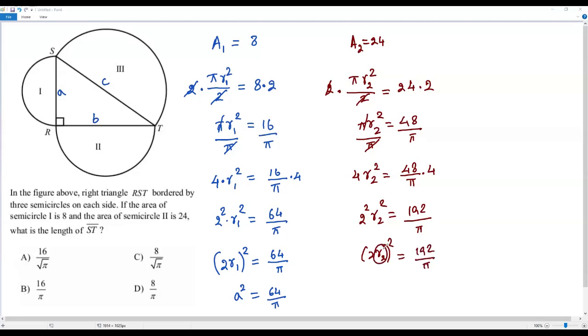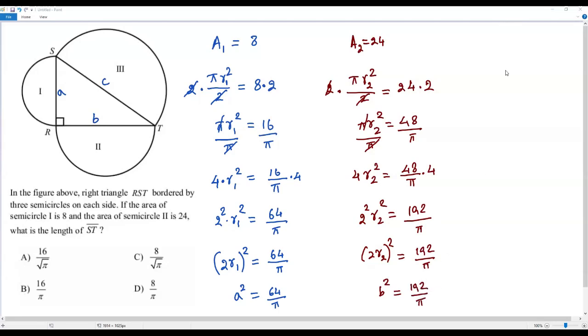Okay, so R2 represents the radius of semicircle 2. When it is multiplied by 2, this 2R2 represents the diameter of semicircle 2. We know that this lowercase b represents the diameter of semicircle 2. So we can plug in b for this 2R2, then we get b square on the left side. On the right side, we have 192 divided by pi.